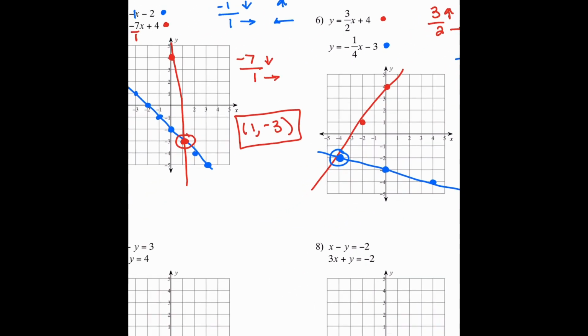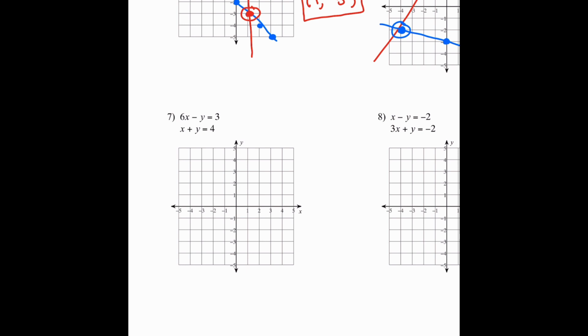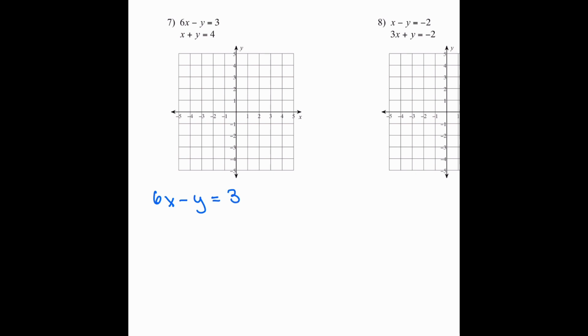Now let's try some systems that are not written in slope-intercept form. So I'm going to start with rewriting 6x minus y equals 3 in slope-intercept form. I need to subtract 6x on either side. And please be careful, this negative is still attached to the y, and I have to get rid of it by dividing by a negative 1.